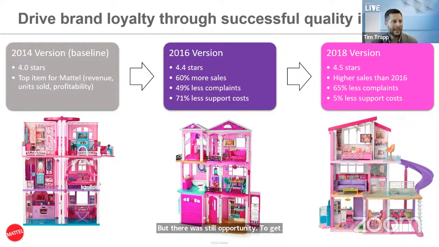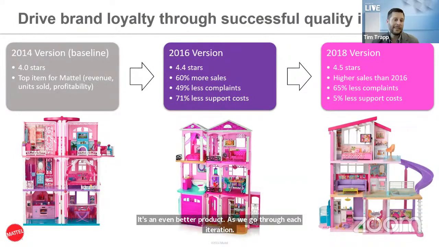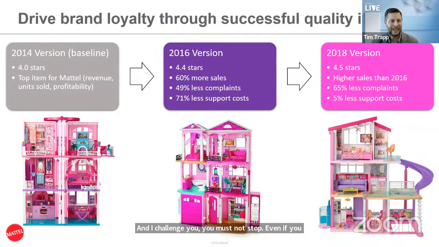And it was a great product in 2014. It was just hard to put together and it had some nuances. It's an even better product as we go through each iteration. And I challenge you, you must not stop. Even if you think you're at perfection, there's still opportunity there. If you're at 4.5 stars, what's stopping you from getting to 4.6 stars?